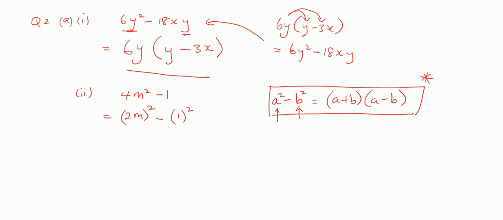So what I've done with 4m squared minus 1, I have written it as the difference of 2 squared. So therefore, when I factorize, I will get 2m plus 1, and the other bracket will be 2m minus 1. So that is how we factorize 4m squared minus 1.